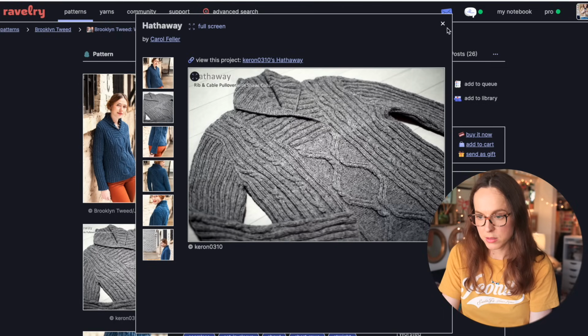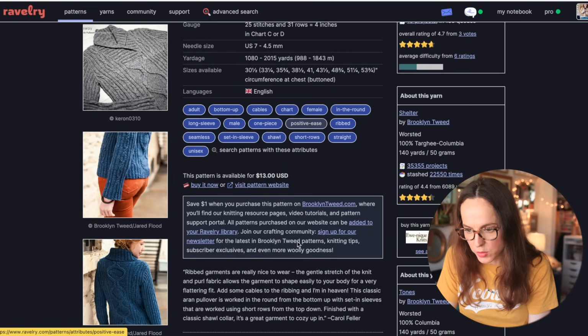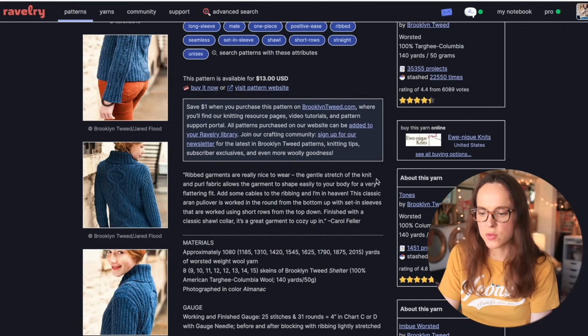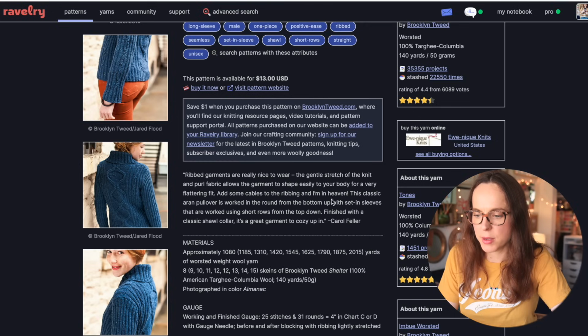Definitely seamed, I would think. No, seamless. Seamless. Ooh, beautiful. It's a $13 pattern. Rib garments are really nice to wear. The gentle stretch of the knit and purl fabric allows the garment to shape easily to your body for a very flattering fit. Add some cables to the ribbing and I'm in heaven.